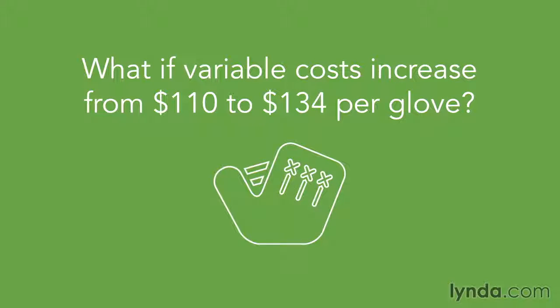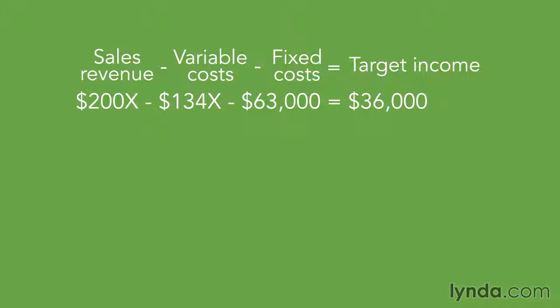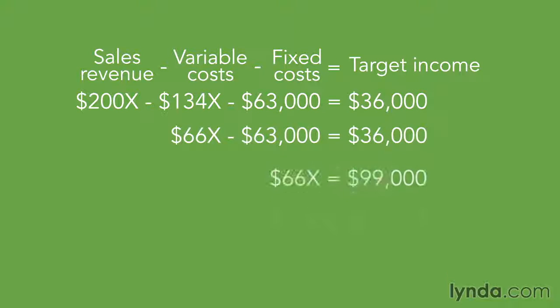Suppose that the variable cost rate increased from $110 per baseball glove to $134 per baseball glove because of higher wages for factory personnel, increased costs of direct materials, or other factors. How does this cost increase affect the number of gloves needed to reach the target income, assuming that fixed costs are again $63,000? The increase in the variable cost rate reduces the unit contribution margin from $90 to $66, which means that more gloves must be sold to maintain the same target income.